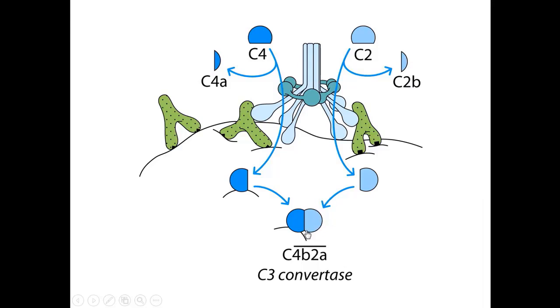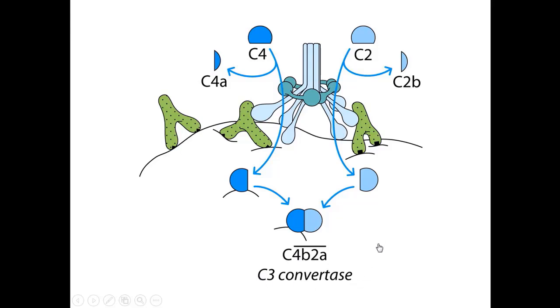Then the bigger fragment binds to C4b and forms a complex, complex C4b2a, and this complex has enzymatic property. That's why the enzymatic property is shown by a bar over the 4b2a. And this complex is called C3 convertase.